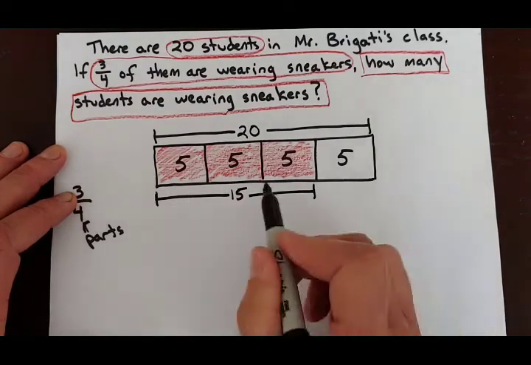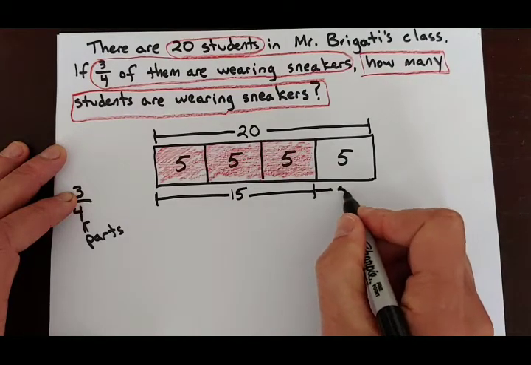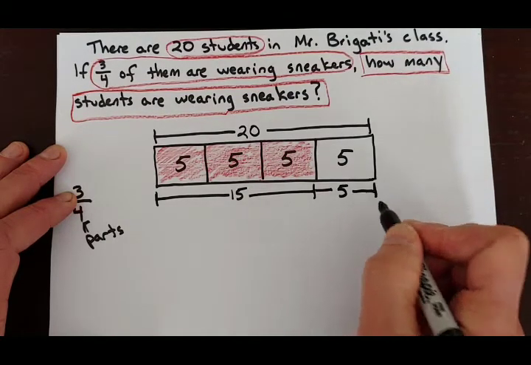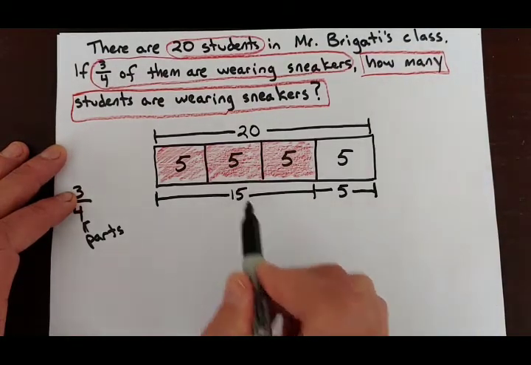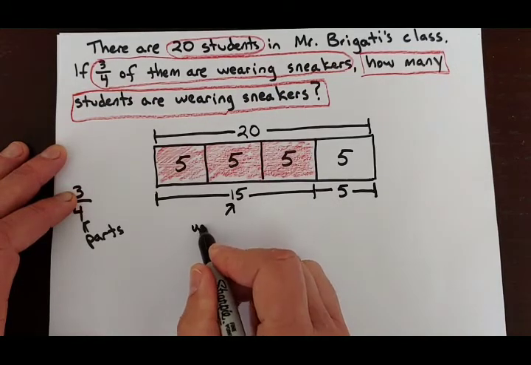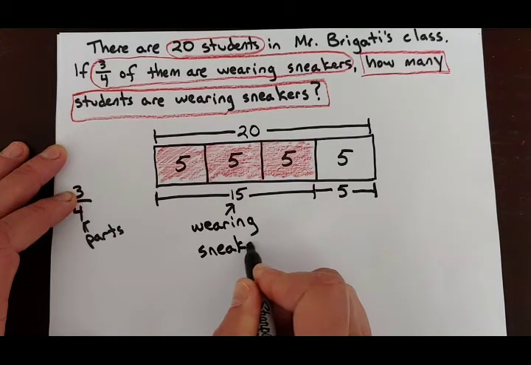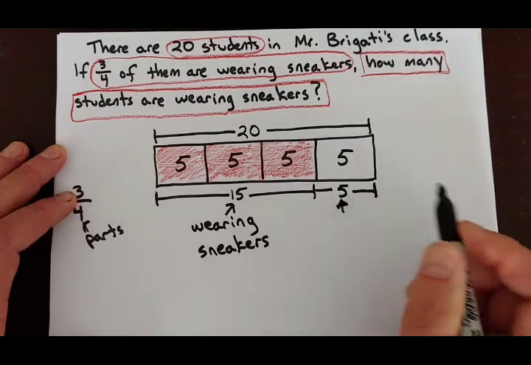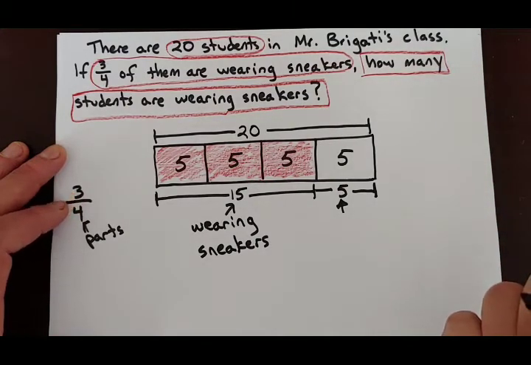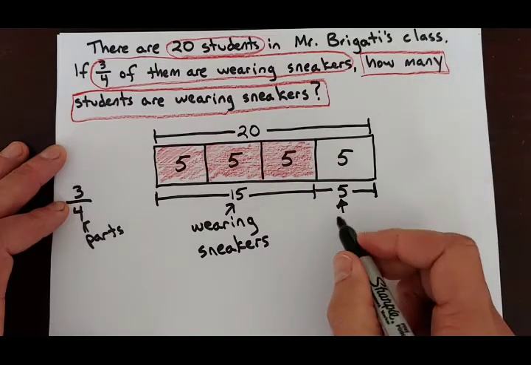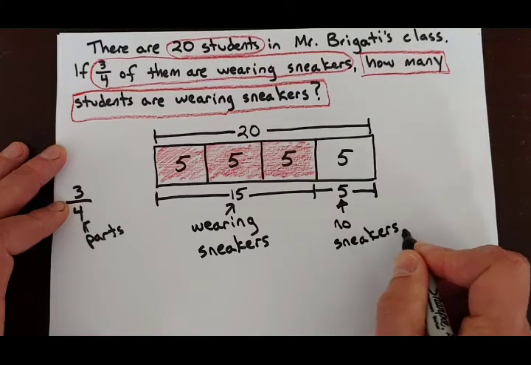Now let's also figure out what 1/4 is, because we got this part left over. Because sometimes I'm tricky and I'll say 3/4 of them are wearing sneakers. How many students are not wearing sneakers? So that's why we did a lot of labeling. So we're going to label the 15 and say that is wearing sneakers. We're going to label the 5, and we don't know what they're wearing. We can't say flip-flops or cowboy boots or rain boots. We don't know. So we're just going to put no sneakers.